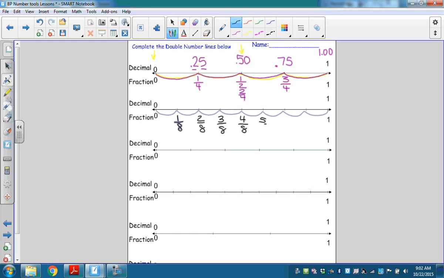5/8. 6/8. 7/8. Okay, so we have to figure out those decimals. But what we know from above is that 2/8 is 0.25, right? Now, what's half of 25? Like 12 and a half.